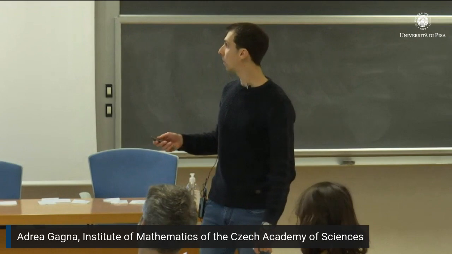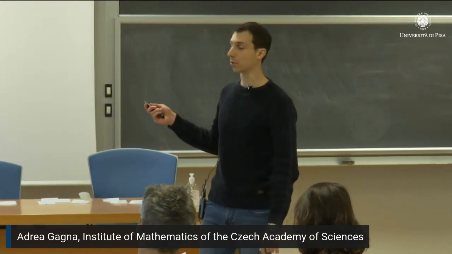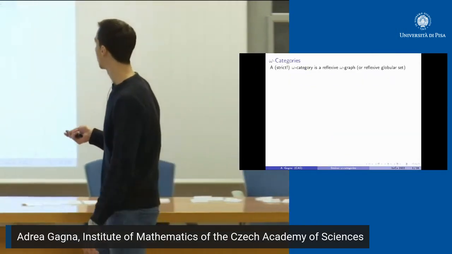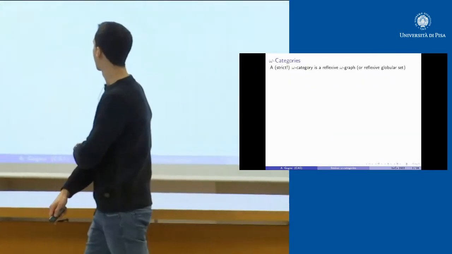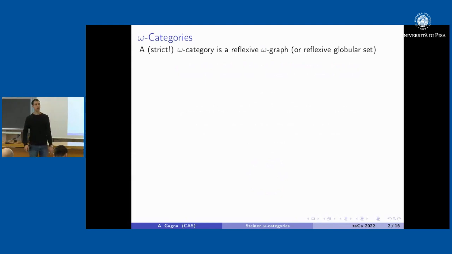And I'm going to tell you a little bit about these Steiner omega categories. So let me start by recalling what an omega category actually is. So everything I will say is about strict omega categories, no weak stuff. So a strict, yeah, simple, algebraic, nice.